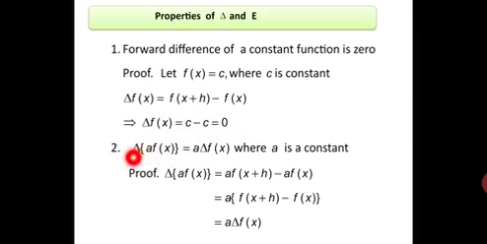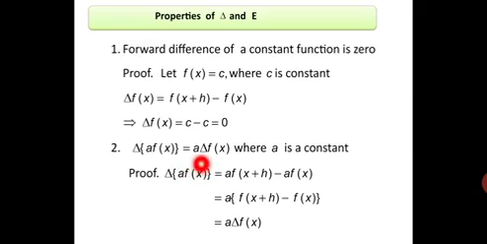Similarly, delta of a times f of x, where a is a constant, can be written as a into delta of f of x. That means we cannot apply the forward difference to a constant. We are applying it to a function. Forward difference is applied to functions. So here a is a constant.